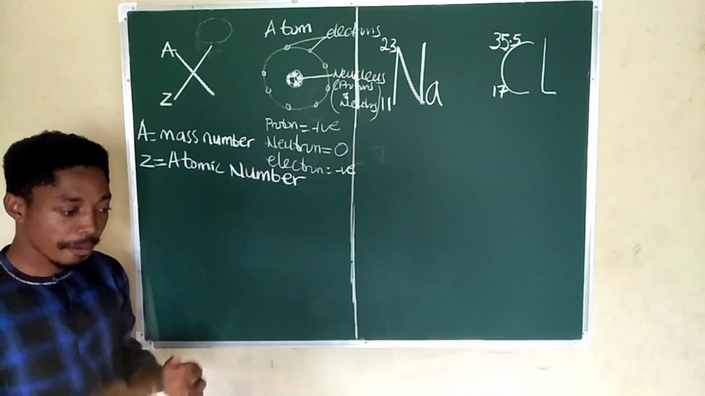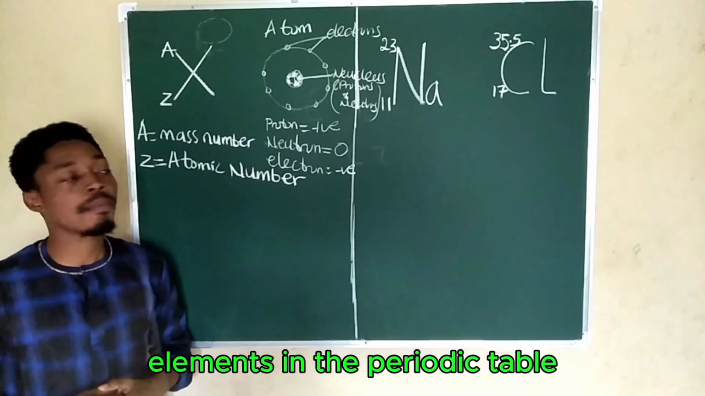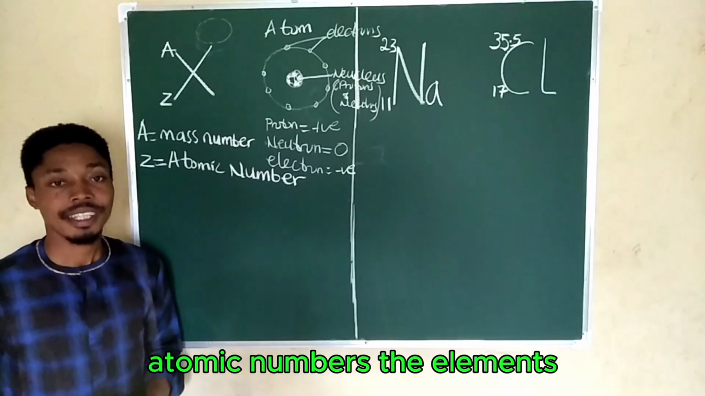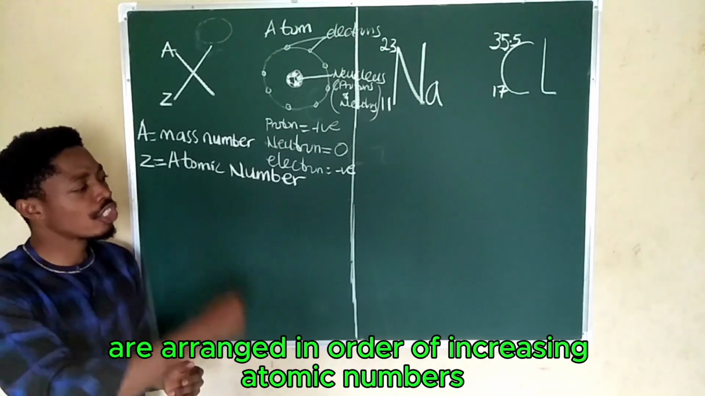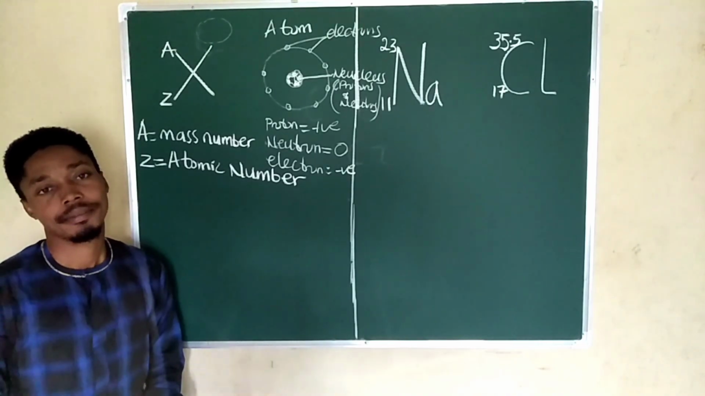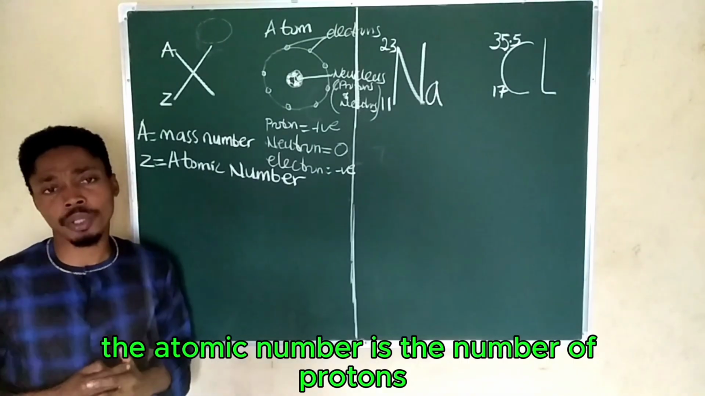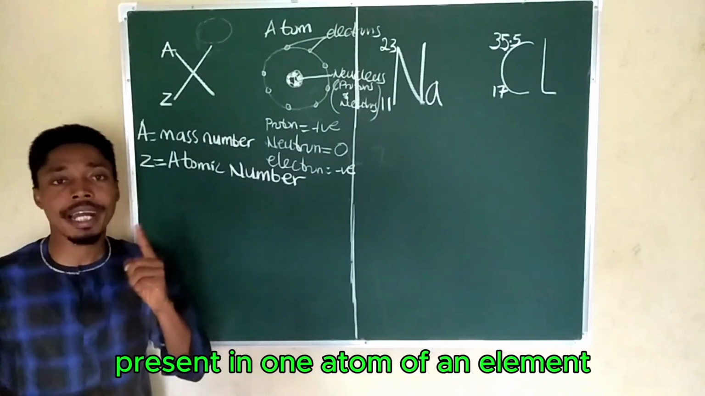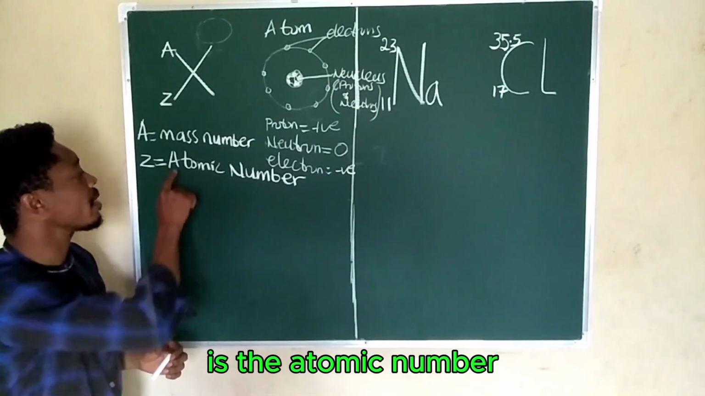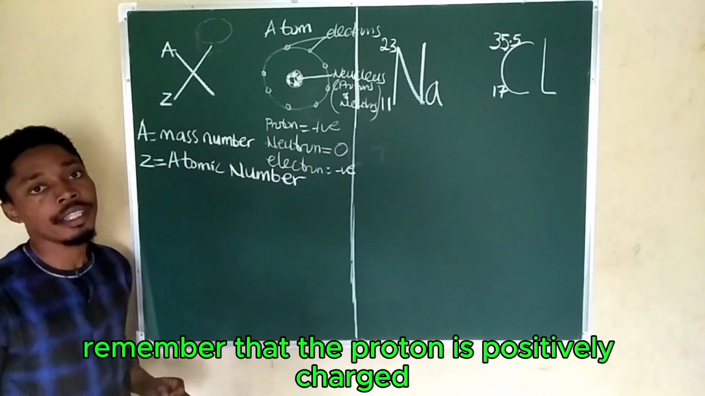Remember, according to a man called Moseley, the elements you see in the periodic table are arranged in order of increasing atomic numbers. What is atomic number? The atomic number is the number of protons present in one atom of an element. Remember that the proton is positively charged.